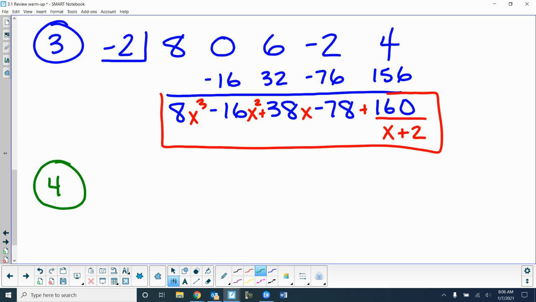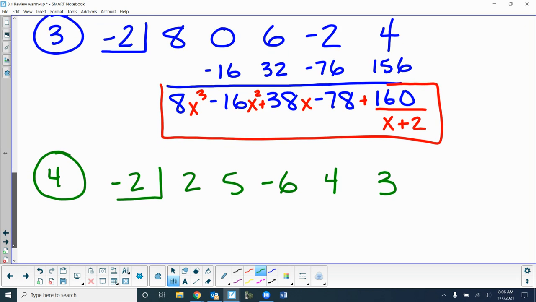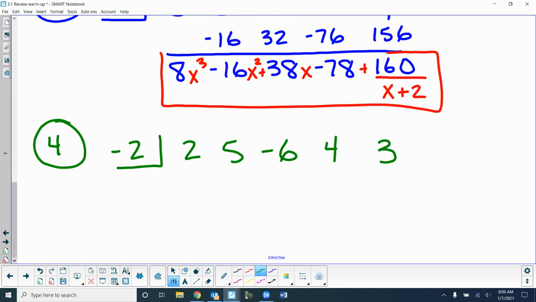Number 4, again, it's x plus 2, so it's negative 2 there. And I got 2x to the 4th, or 5x cubed, a negative 6 for the x squared, 4 for the x, and 3. So I did not have to add any zeros for this one.